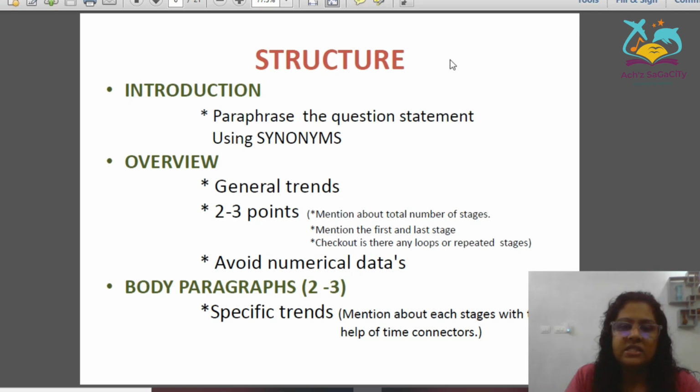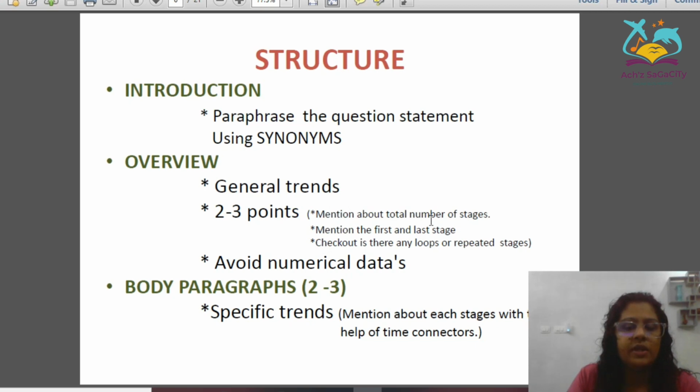Okay, so here you can see the structure. We need to start with introduction by paraphrasing the question statement using synonyms, same like all the task 1. Then after that you need to write overview. Because here in task 1 we don't have any summary. We need to write some general trends in overview. We need to start up like overall with a cohesive device. And you need to write 2 to 3 points in this overview.